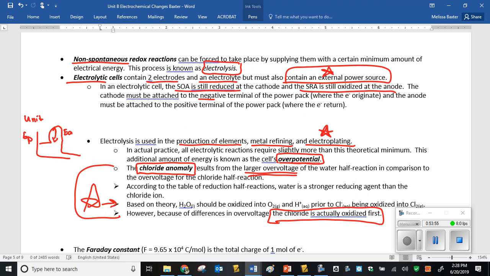Do you guys want to ask anything here? Yeah. The chloride ion and water? Yeah, so water could actually be both, but in this context, we're talking about them both as reducing agents. Anybody else want to ask anything there?